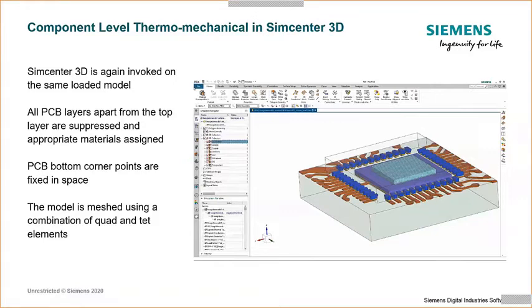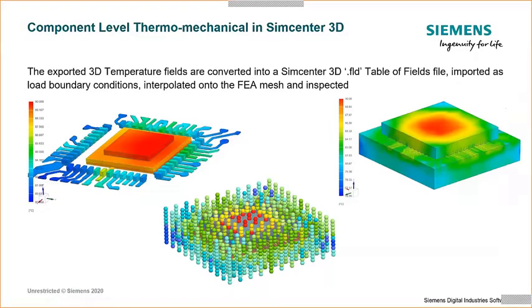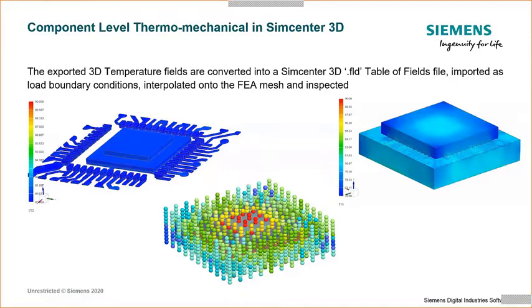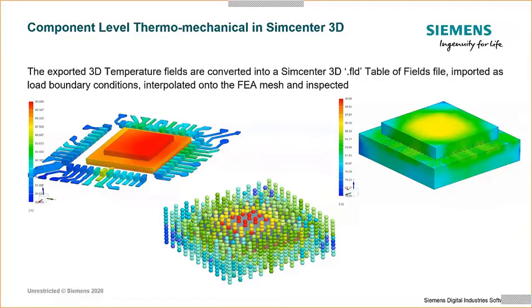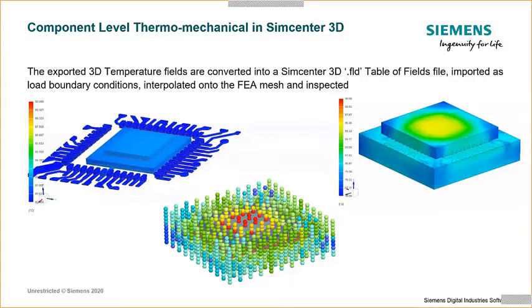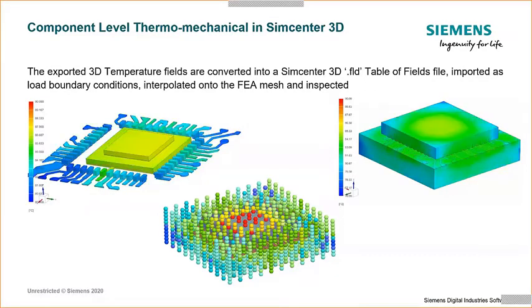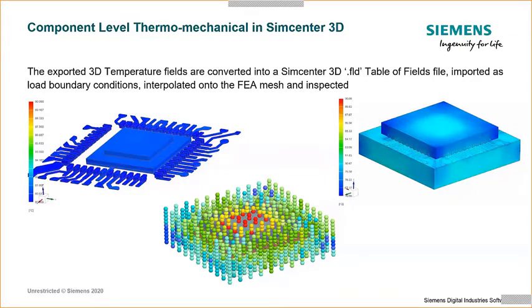Okay. Now that the FEA model settings have been completed, the 3D temperature fields that were generated by Simcenter FlowEFD are converted into a Simcenter 3D single FLD file. This is one file, a so-called table of fields file, that contains the 3D temperature fields at each time step in one file definition. Now, this single file is imported as load boundary conditions and then interpolated onto the FEA mesh and then inspected.